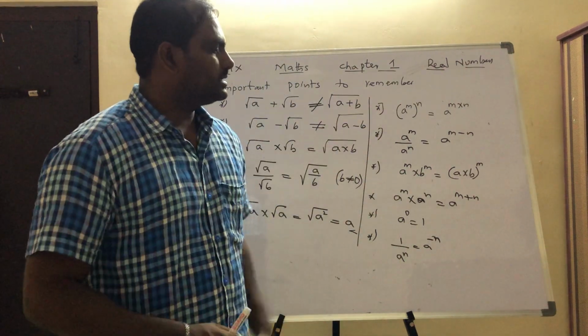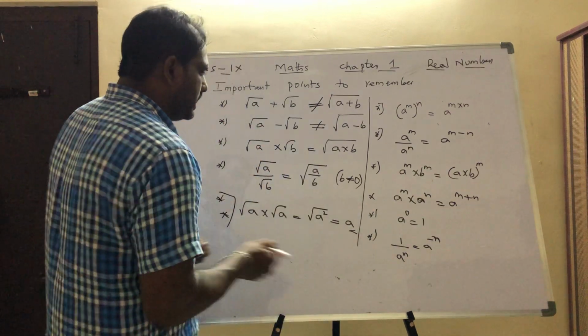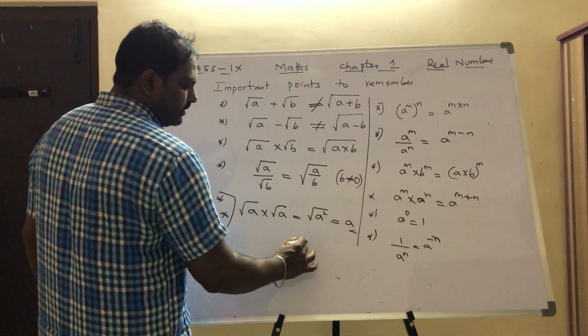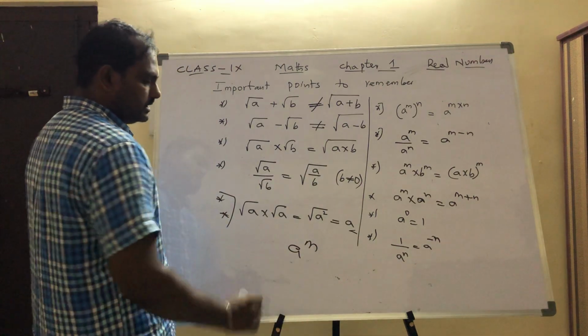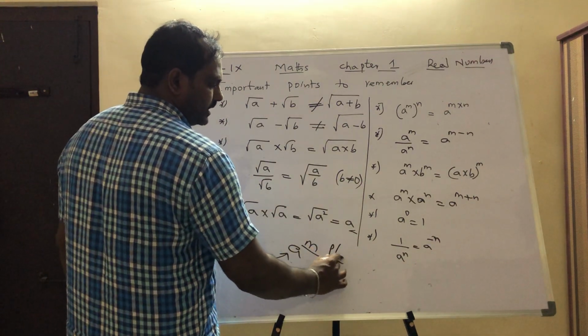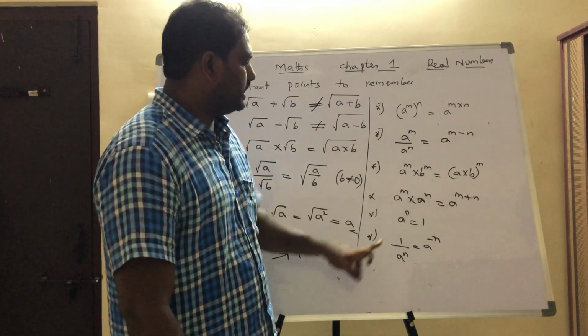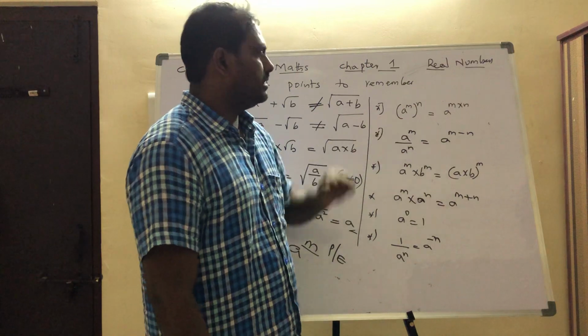Next, some more points of real numbers. How to read this, I will explain. You have to follow it. This is called a to the power m. This is called the base, and this is called the power or exponent. Now how to read, we'll start from here.